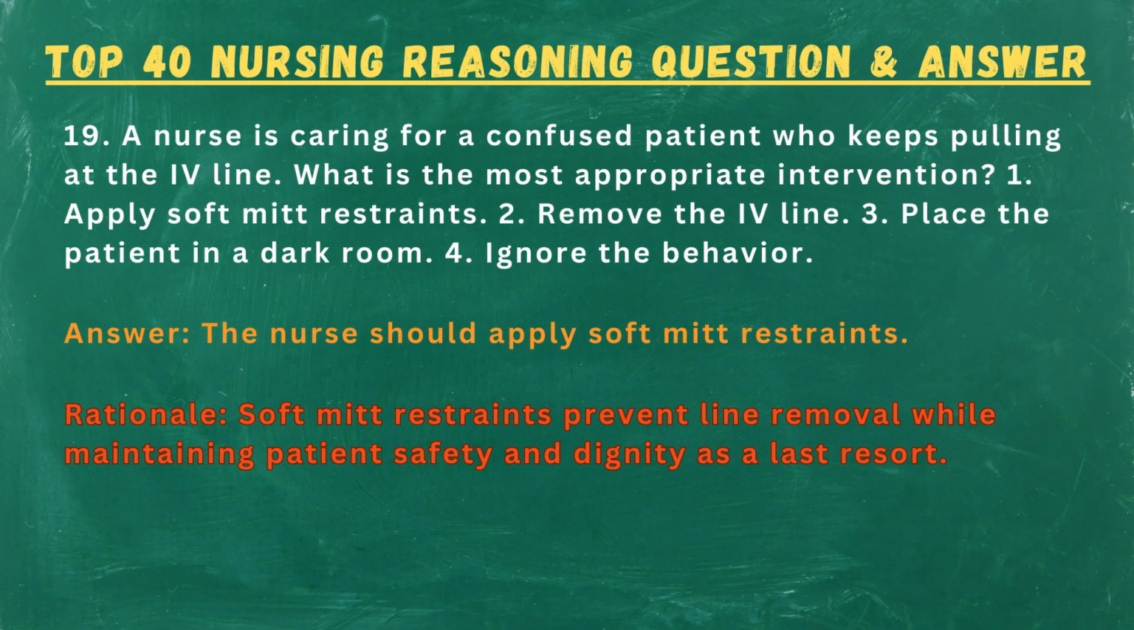19. A nurse is caring for a confused patient who keeps pulling at the IV line. What is the most appropriate intervention? 1. Apply soft mitt restraints. 2. Remove the IV line. 3. Place the patient in a dark room. 4. Ignore the behavior. Answer. The nurse should apply soft mitt restraints. Rationale. Soft mitt restraints prevent line removal while maintaining patient safety and dignity as a last resort.